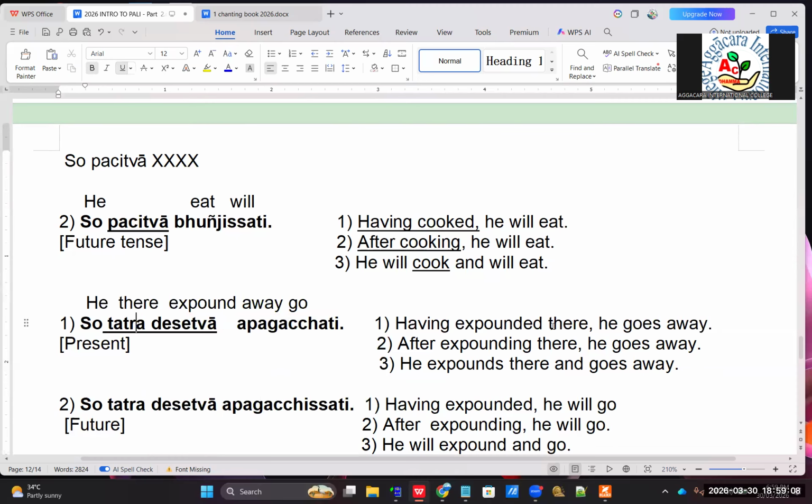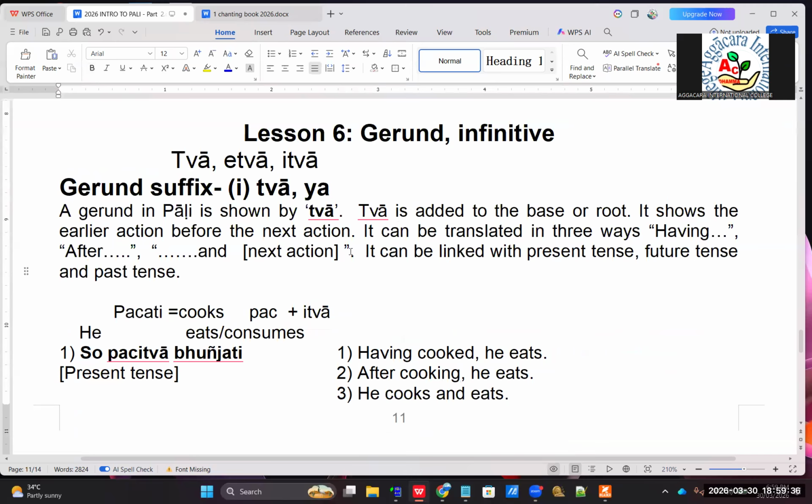Okay, having expounded there is tatra desetva, or after expounding there, and apakachati. So it means he preached the Dharma first and then he goes away. So desetva is the first action. That's why we look at here, okay? So it means that it's a first action and after that there will be the next action, all right? So it's a first action here, or the earlier action.